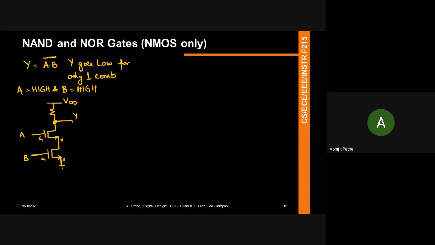Again, for this Y to be pulled to ground, you need to have both transistor M1 and transistor M2 to be shorted, right? Which means both A and B. So only when both A and B are high will Y be connected to ground. For all other combinations, one of the transistors is going to be open. So at that point, Y is going to be close to VDD, right?